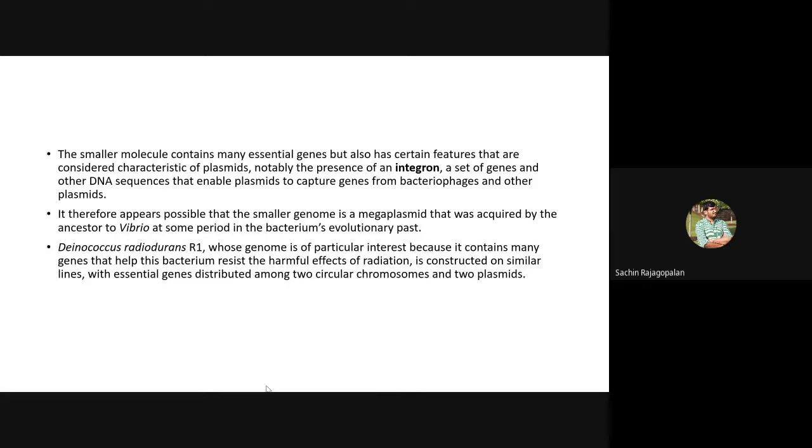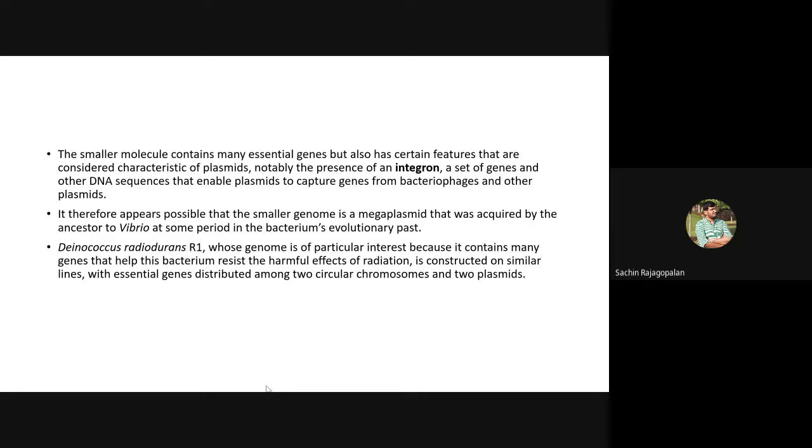Okay, and you can see that they have certain important characteristics which plasmids exhibit, like a presence of integron. Okay, a set of genes that has an origin from bacteriophages or other plasmids, which may not be originally the characteristic genes of Vibrio cholerae, but has come from other organisms, like bacteriophages. Bacteriophages are those viruses which infect bacteria, or even maybe from the other plasmids.